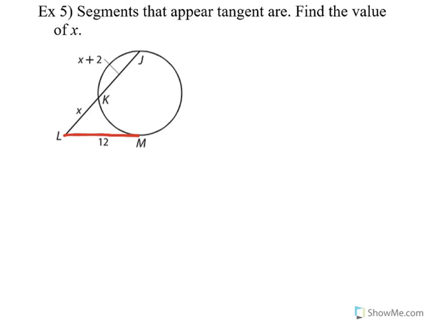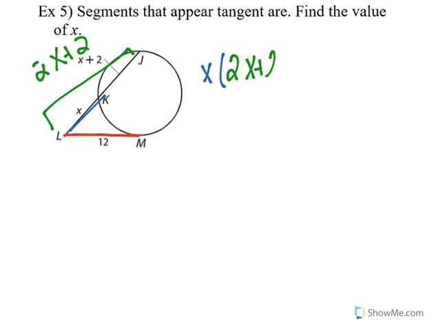So the only difference here is, let's start with the top. My outside piece is x. My whole piece is going to be x plus 2, so x plus x is 2x plus 2. So the whole thing is 2x plus 2. So outer times whole equals, now the bottom piece is tangent. So what did I say to do for this one? Well, if it's tangent, it's outer times whole. They're the same thing. So it's 12 times 12. The theorem says tangent squared, so it'll be 12 times 12 anyway.